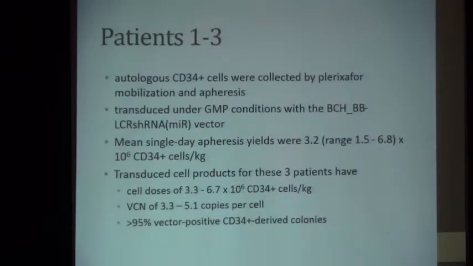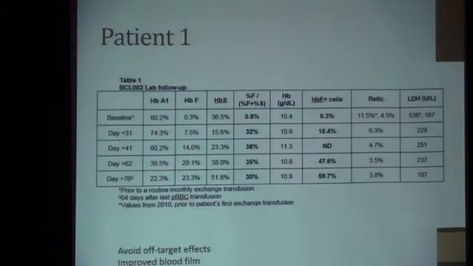Again, this data is really exciting, and it was presented at ASH. They've now done 3 patients, this is the Boston team. They do an autologous stem cell transplant, so they collect the cells by plerixafor mobilization and apheresis. They transduce under GMP conditions with this lentiviral short hairpin RNA vector, collect the cells, and then infuse the transduced product. They found that they had 3.3 to 5.1 copies per cell.